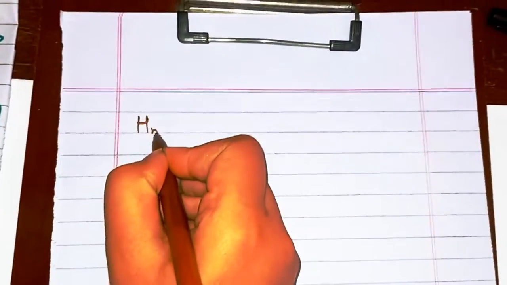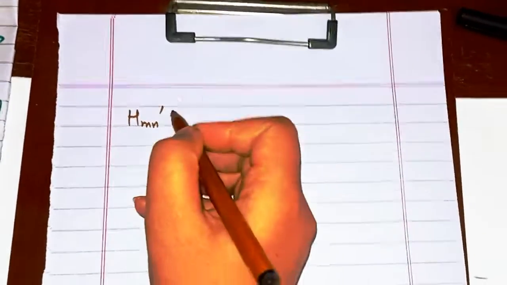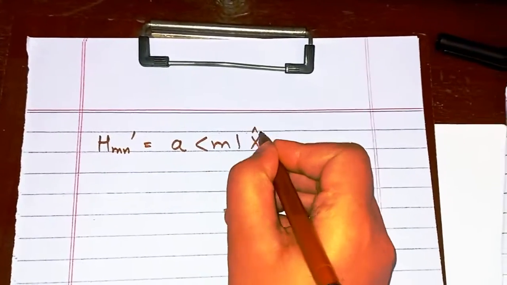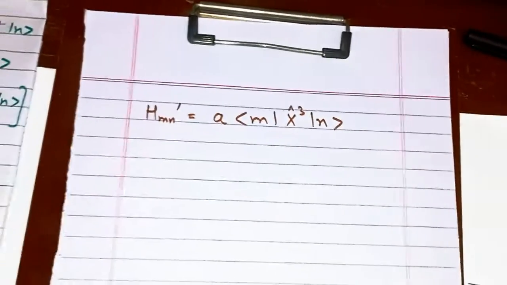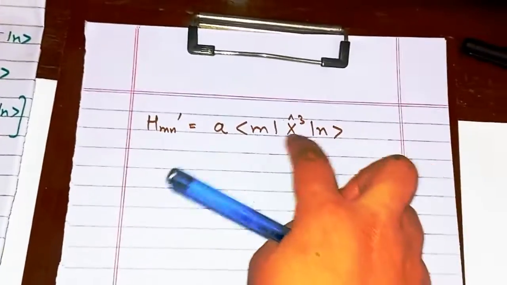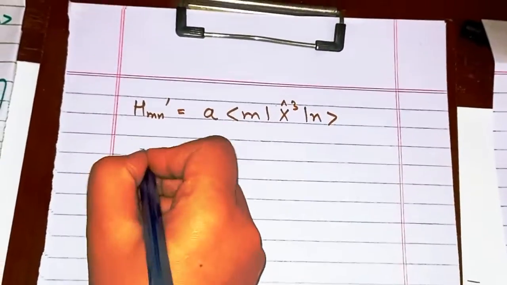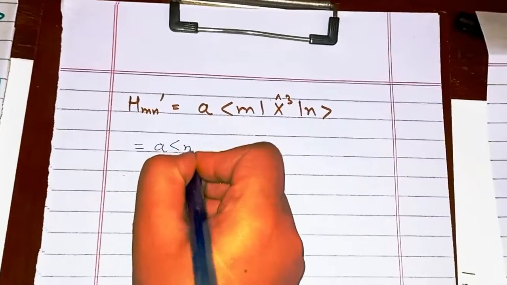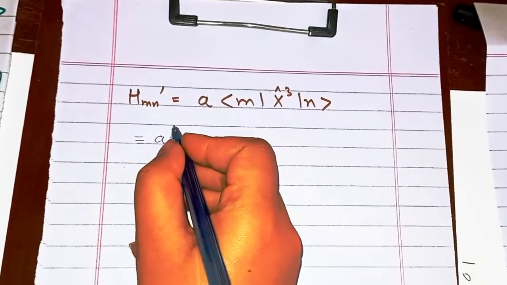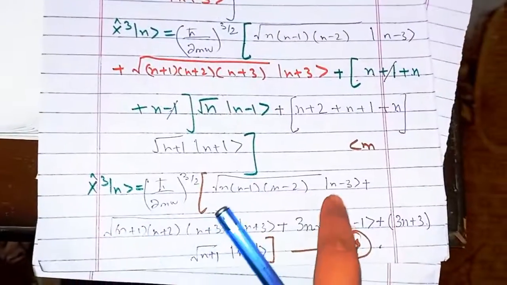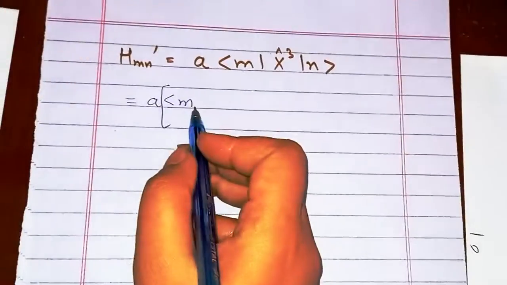Okay, let's do that. So H_mn' is actually equal to, we had ⟨m|x³|n⟩. Simple as that, we will just write down the expression that we have got into this, and it's ⟨m|, the bra vector, and we will multiply this bra vector with each of these terms.